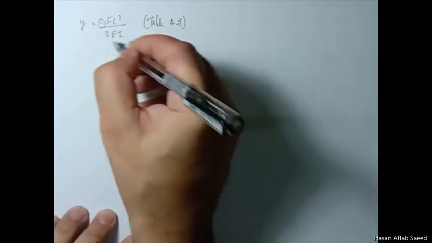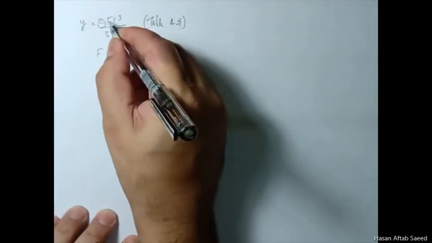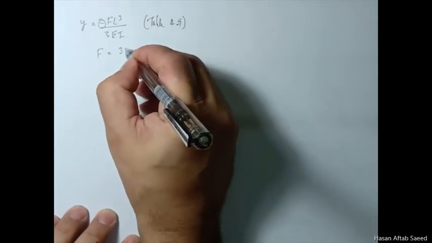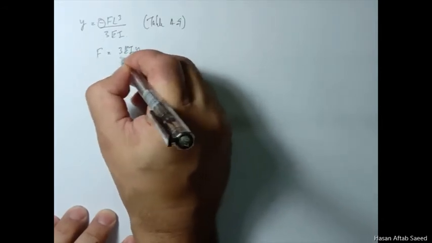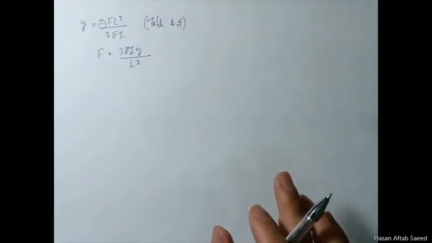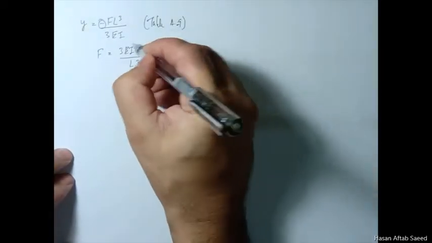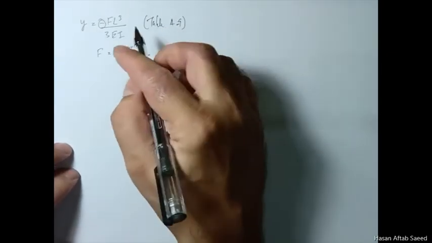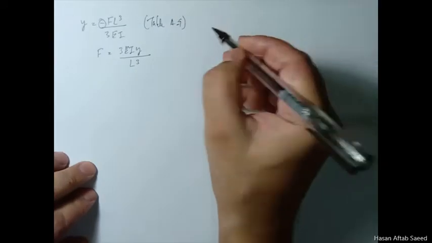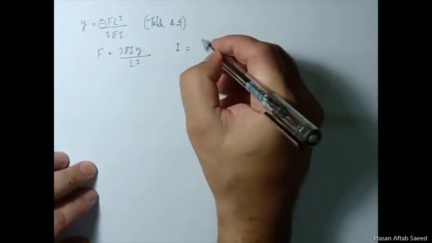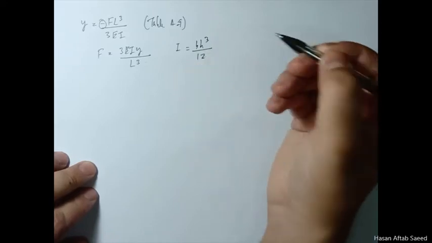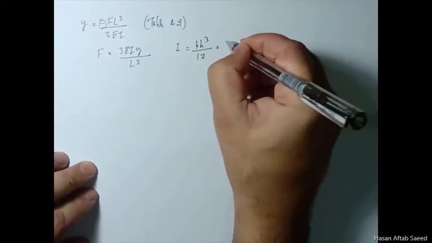So if you rearrange this, we want to find the force. We have the deflection, we want to find the force. So F is basically 3EIy over L cubed. Now E is a material constant. y we know, we have two values of y, and as far as I is concerned, I for a rectangular section is bh cubed over 12.